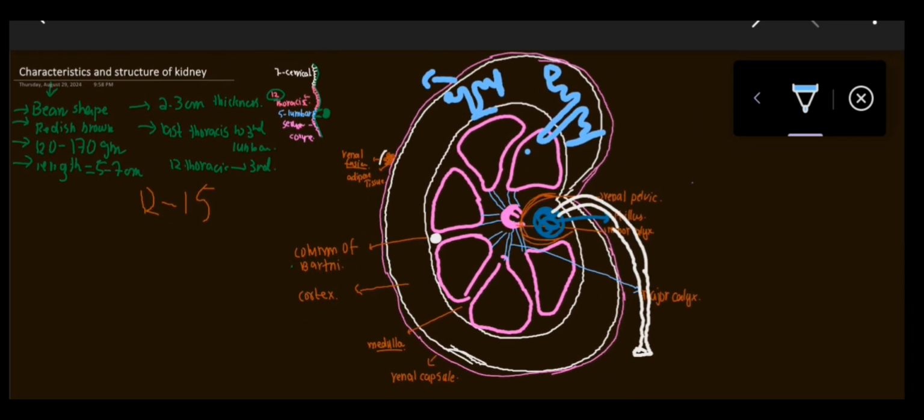I hope these are clear. In the next video, we're going to look into the structure of nephron.